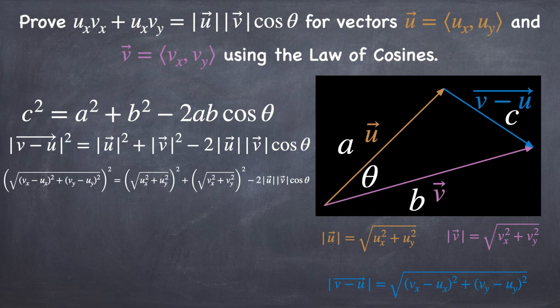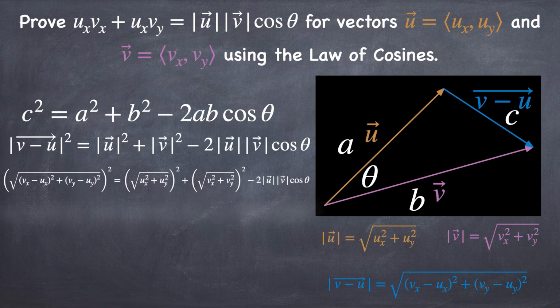Notice how my last term still has magnitude u, magnitude v, cosine theta. I've left it like that just because I know where we're headed. We're headed to the top left equation, to prove that that equation is true, and we see magnitude u, magnitude v, cosine theta up there, so why don't we just leave that alone?